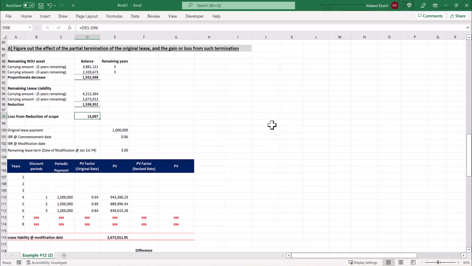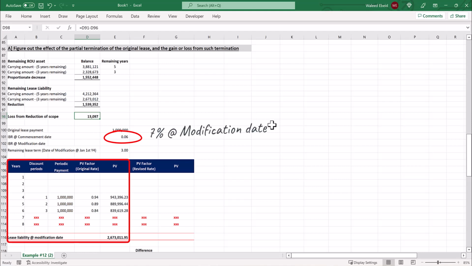Up to this point, the lease liability calculations that we did to figure out the gain or loss resulting from the partial termination of the original lease were done using the original discount rate of 6%, and ignored the fact that the discount rate at the modification date was 7%, and not 6%. And since that change in the discount rate should not be ignored, we have to record the effect of remeasuring the lease liability using the revised rate of 7% instead of the original rate of 6%.